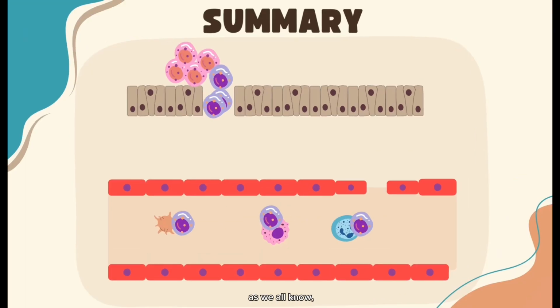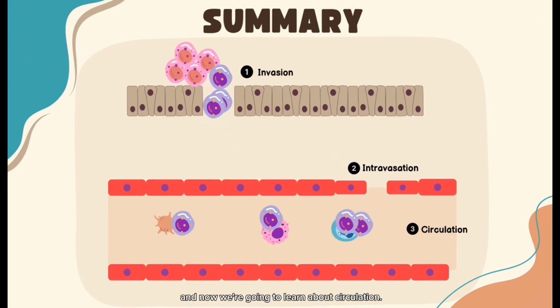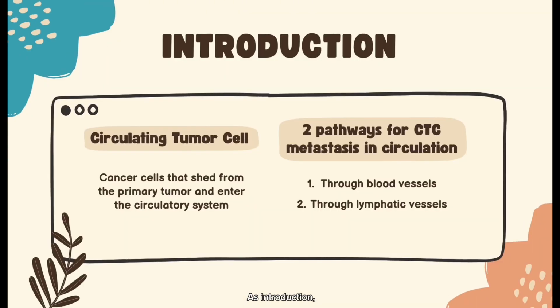Before we start, as we all know, formation of metastasis has 5 keys, and we already learned about invasion and intravasation, and now we're going to learn about circulation. So let's start. As an introduction, we're using the term circulating tumor cell, or CTC. CTC is the cancer cell that is shed from the primary tumor and enters the circulatory system.